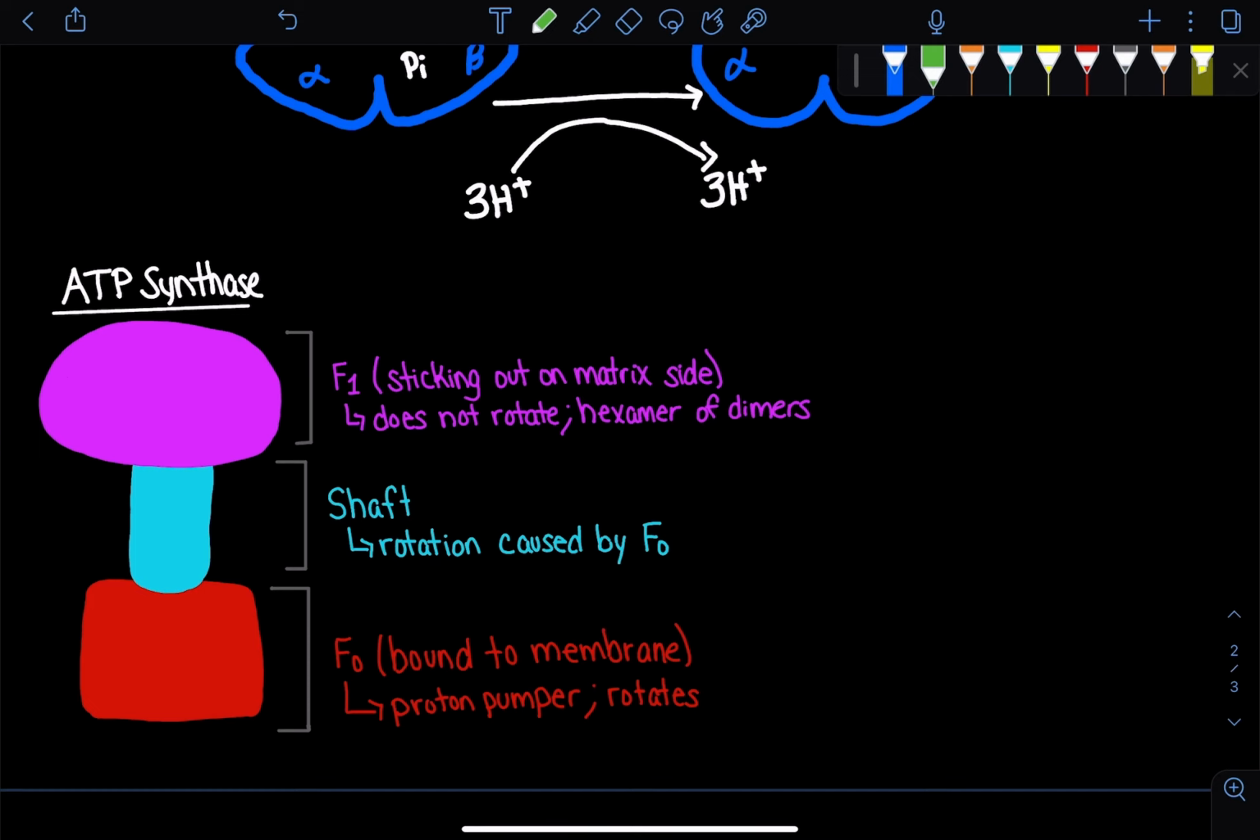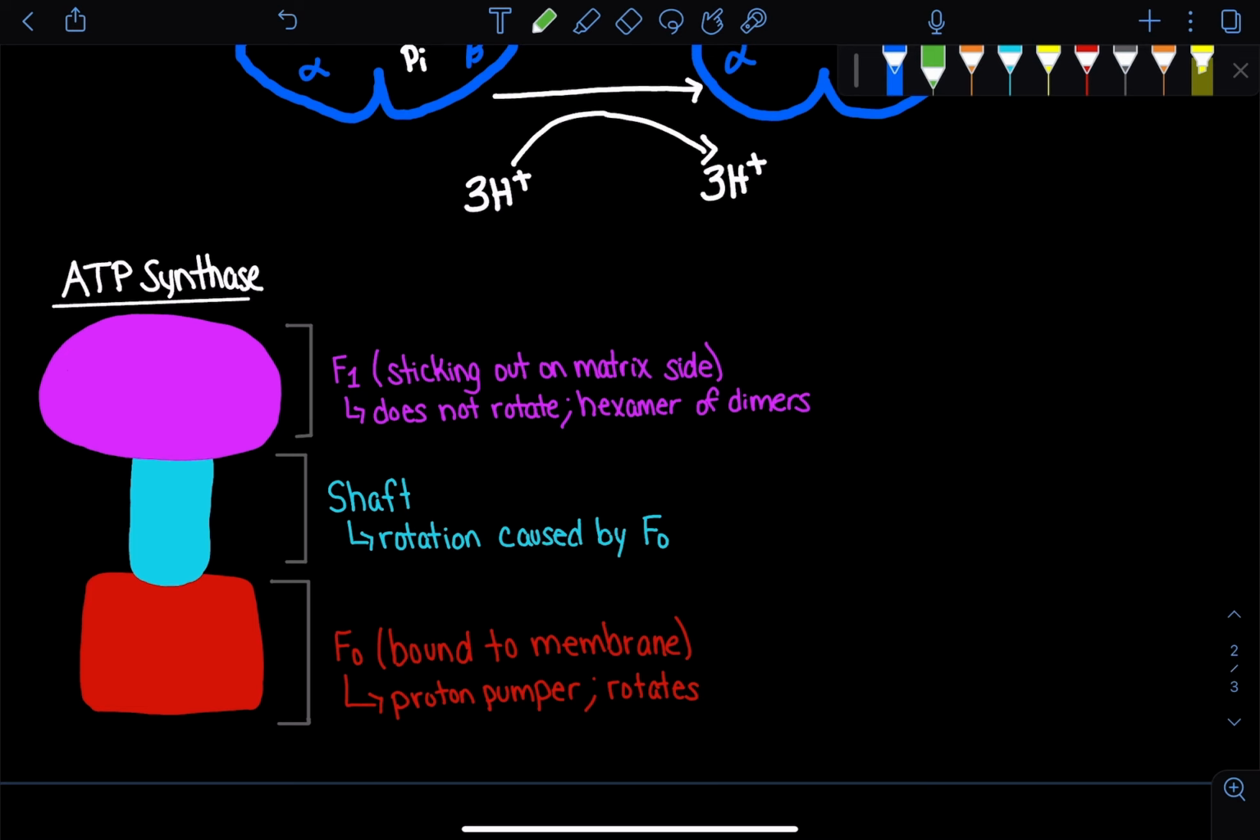Now, something to go over is that F1 is a hexamer of dimers. Now, what does that mean? This is really important to understand. A dimer is essentially something that has two components, and a hexamer means 6. So our first dimer is going to look like this. So it comes in pairs. That's one way to think about it.